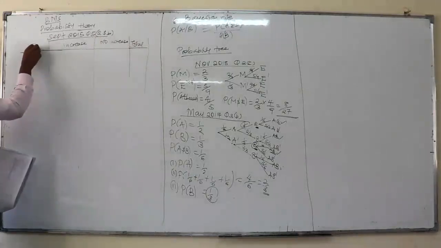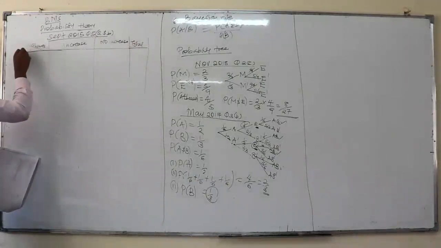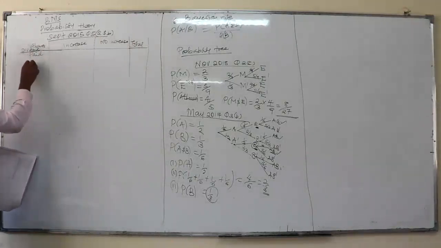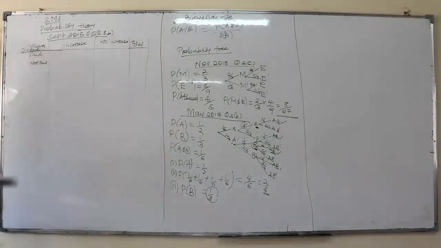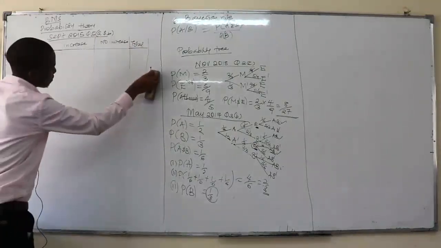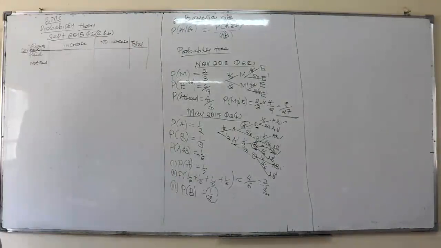This is on the shares, and we have the dividend. Now they can either pay dividend or not pay dividend. Meaning that in this case, we will now be able to get the totals.